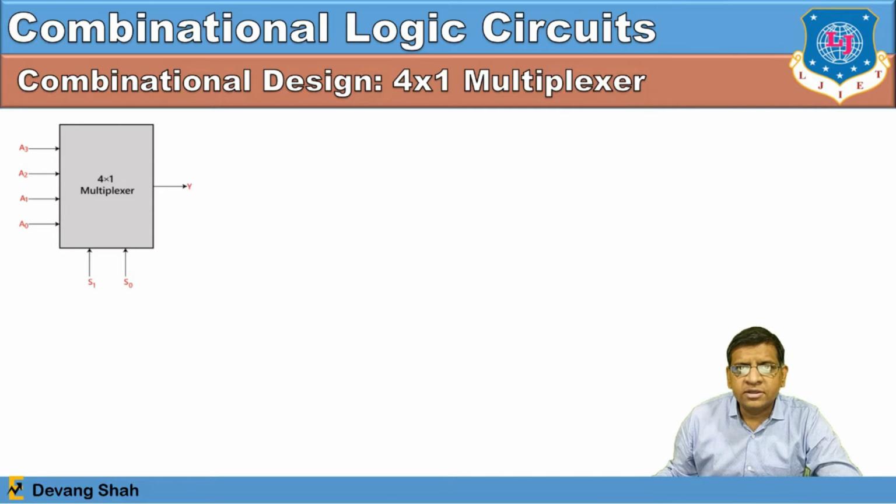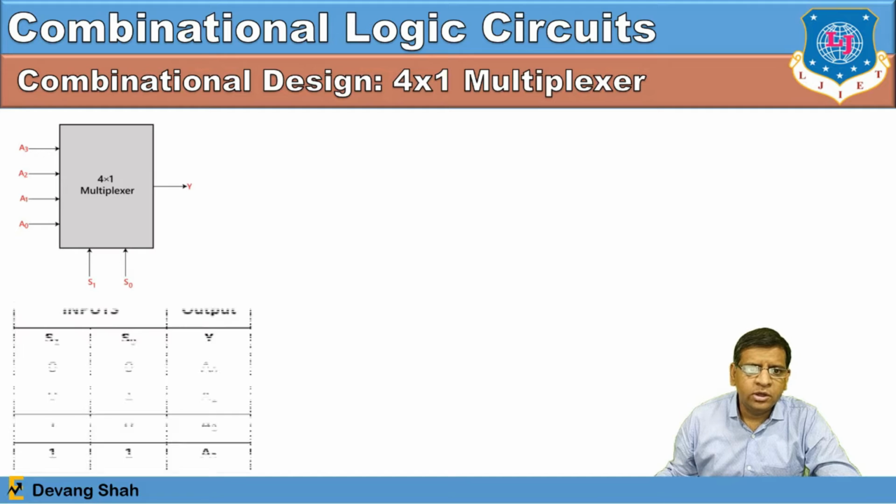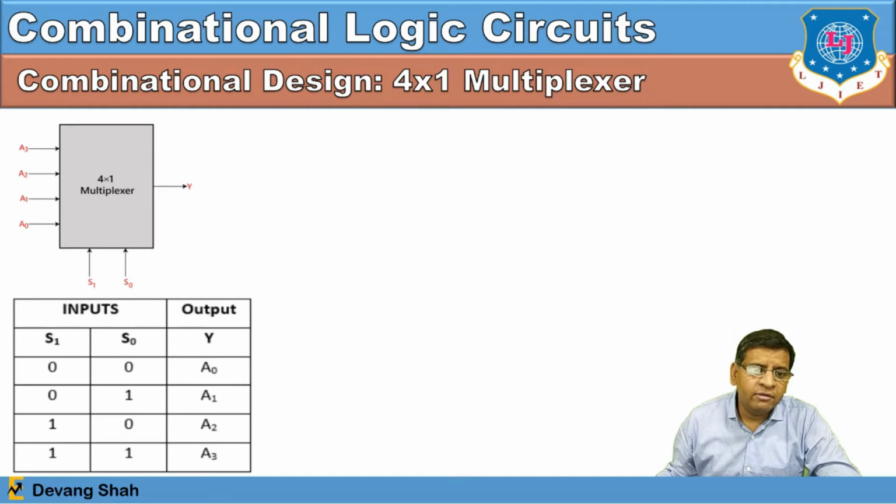Normally we always discuss the 4 cross 1 multiplexer, where there are 4 input lines from A0 to A3. So A0, A1, A2 and A3, and since there are 4 input lines, the selection lines are 2, S0 and S1. From that you can have Y equal to A0, A1, A2 and A3.